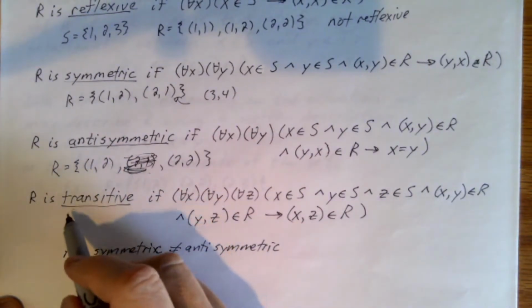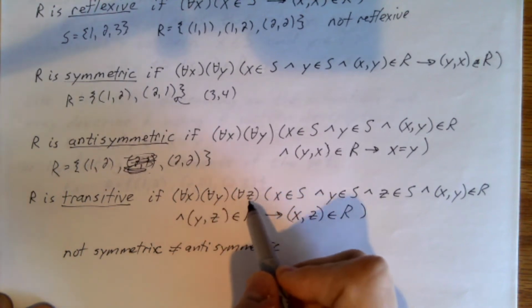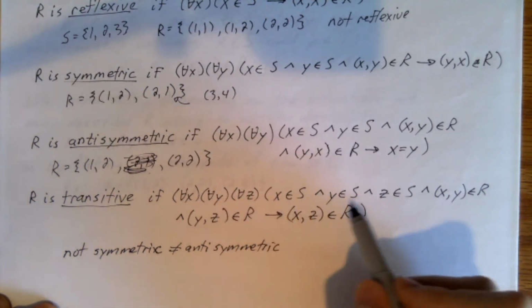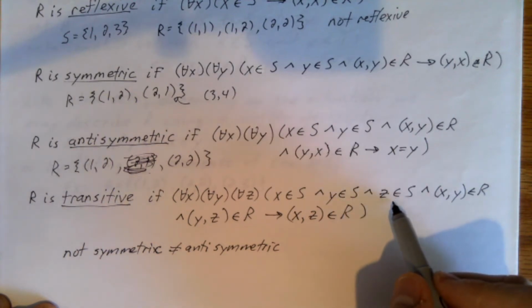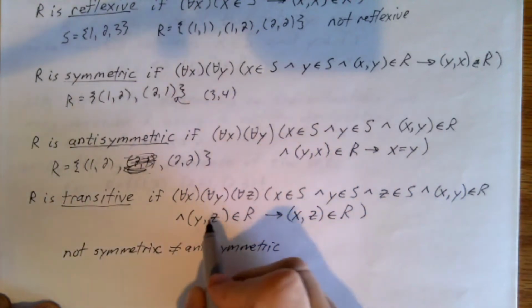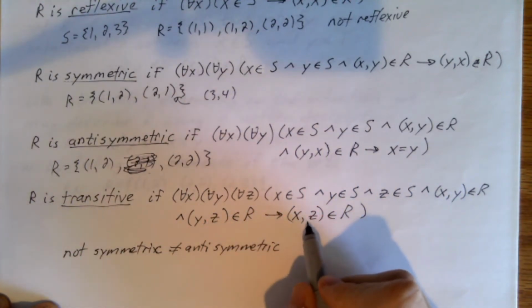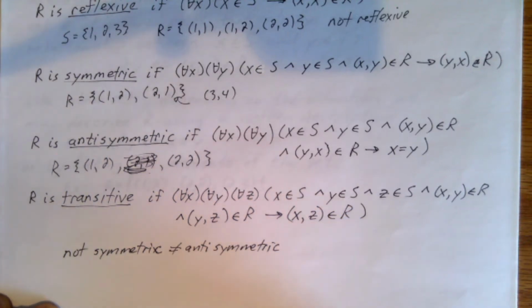And finally, being transitive says that for all x, for all y, for all z, if x is an element of S, and y is an element of S, and z is an element of S, and x comma y is an element of R, and y comma z is an element of R, then we must also have x comma z is an element of R.